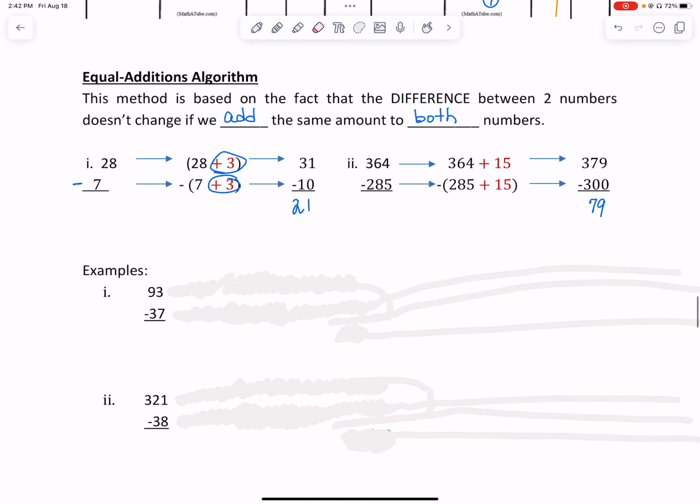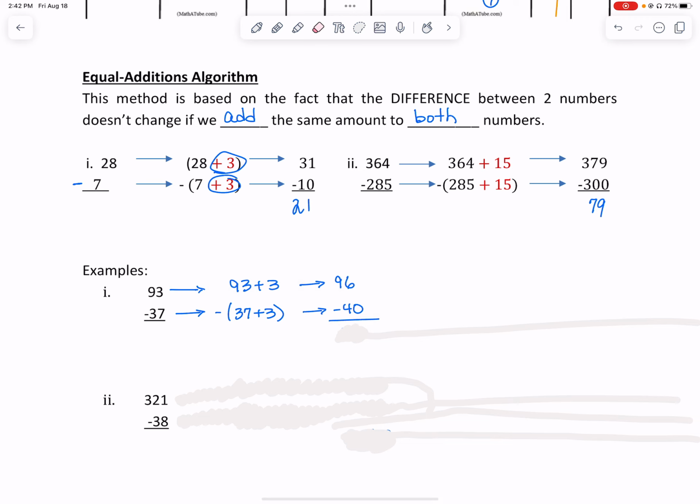So here is an example. Okay, so we have 93 minus 37. So I'm going to add 3 to the bottom. So I'm really going to be subtracting 40. So if I added 3 to the bottom, I've got to add 3 to the top. So I get 96. And then that's really easy to do in our head. Taking the 90s minus 40, I'm going to wind up with 56.